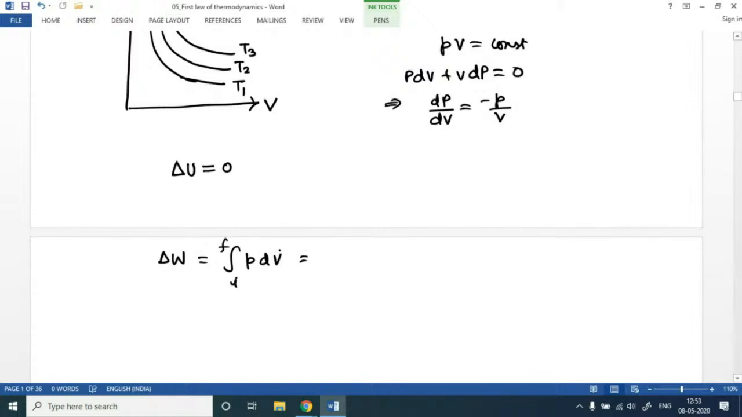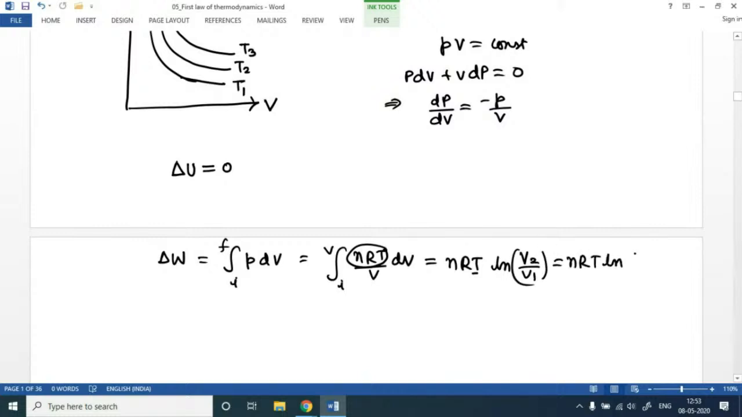And for an isothermal process, P we can write as nRT by V. So the integral of nRT by V dV from initial to final, and you should realize this term is constant, so it will come out. So nRT, at constant temperature, and this will give you ln V2 by V1, or alternatively you can write it as nRT ln P1 by P2, because P1 V1 is equal to P2 V2.